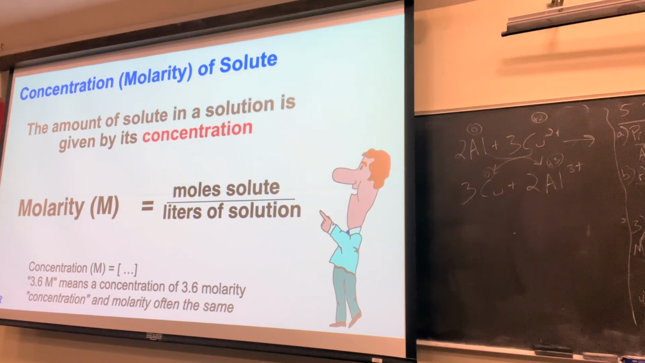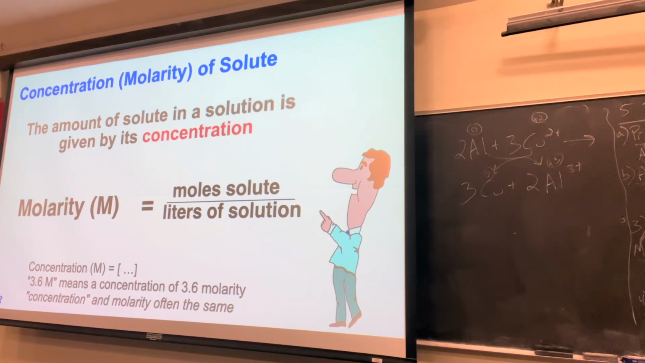Anyway, I can do this kind of stuff because I know about molarity. And molarity, which gets the symbol big M, is just a way that chemists talk about the concentration, how much of the exciting part you have in a certain amount of liquid. And you'll see things like 3.6 M. So the number in front is the concentration or molarity of the solution.